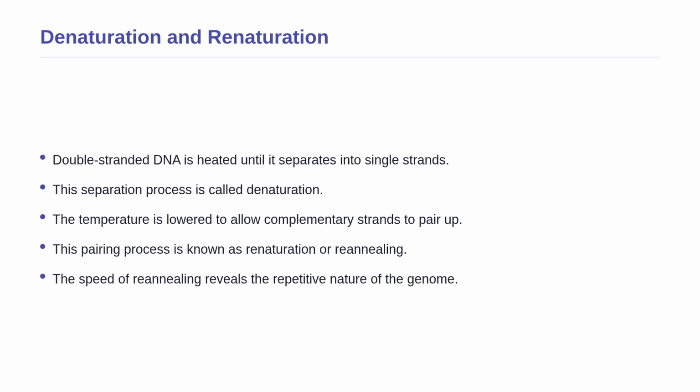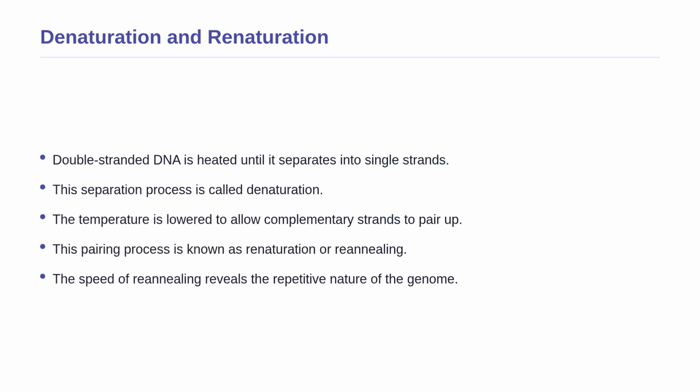This jigsaw puzzle analogy brings us to the actual physical process used in the laboratory. In a typical experiment, double-stranded DNA is heated until it separates into single strands, which is a process called denaturation. Then, the temperature is slightly lowered to allow the complementary strands to find each other and pair back up. This is known as renaturation or reannealing.